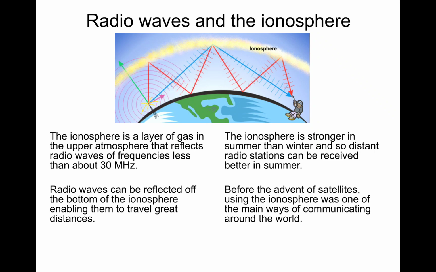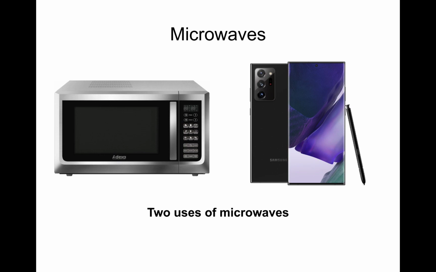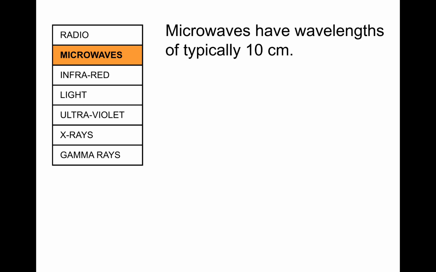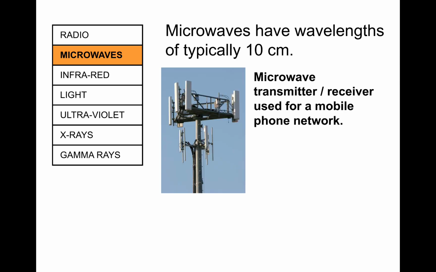Okay, let's move on. So microwaves. Two uses of microwaves are typically microwave ovens and mobile phones. Microwaves are part of the EM spectrum. They have a relatively shorter wavelength than radio waves, slightly more energy and a higher frequency. They typically have wavelengths of 10 centimeters. There's a microwave transmitter or receiver used for a mobile phone network. You may have seen these.